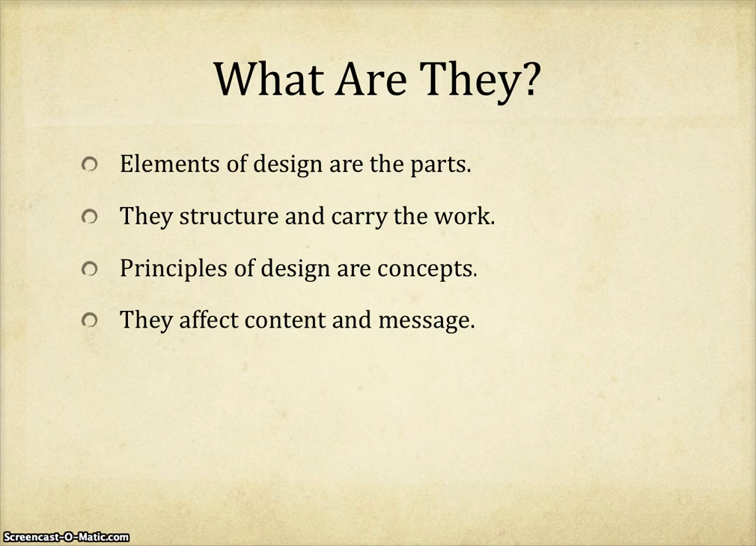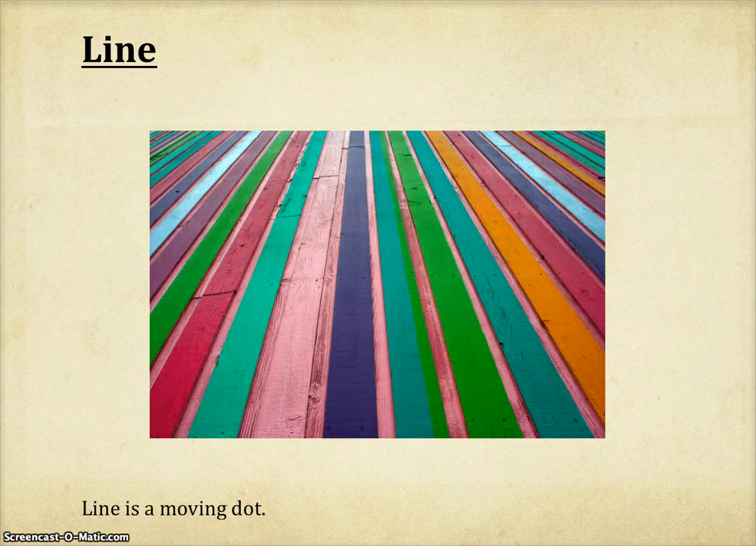The first element is line. Lines are made up by moving dots. Lines can also be used to convey emotion in artwork. Horizontal lines are peaceful or restful. Vertical lines are used to create a feeling of dominance and spirituality. Diagonal lines are used to create a feeling of movement and tension. Because they're neither horizontal nor vertical, they give the feeling that they're about to fall.